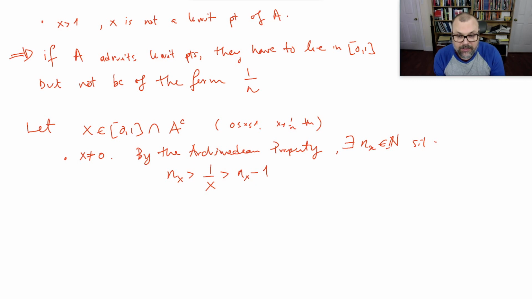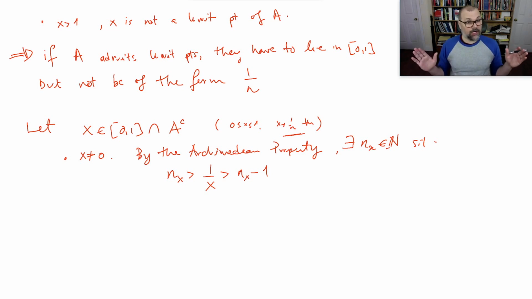And the inequalities here are strict because we have assumed that x is not of the form 1 over n, that 1 over x is not equal to some n, right? So because x is not equal to 0, 1 over x is defined. It is a positive number, and it is not going to be an integer because we've asked for x not to be in the set A. It is not of the form 1 over n, and so you can sandwich it between two integers.